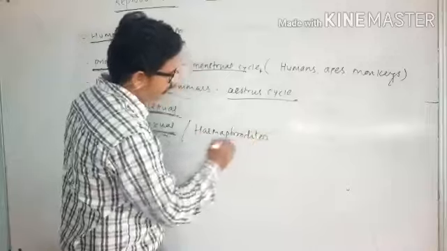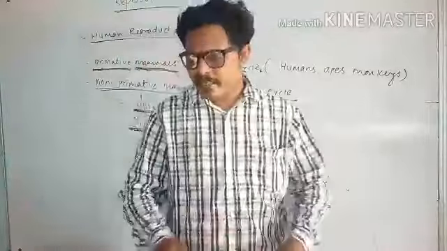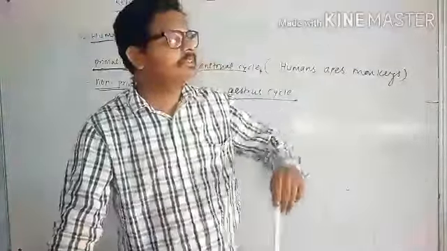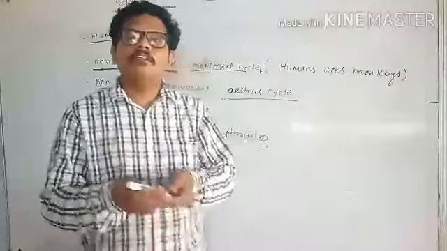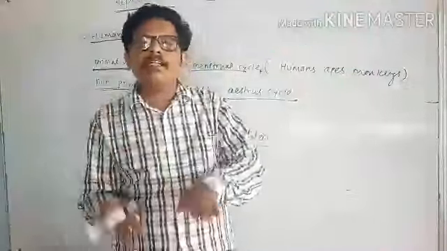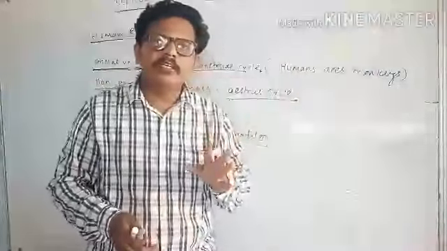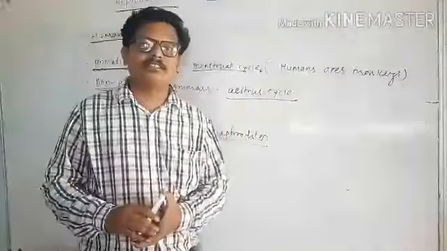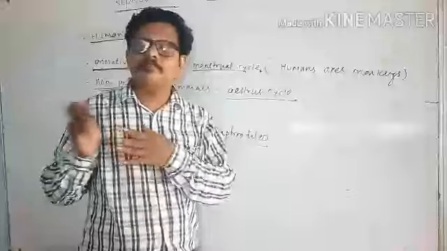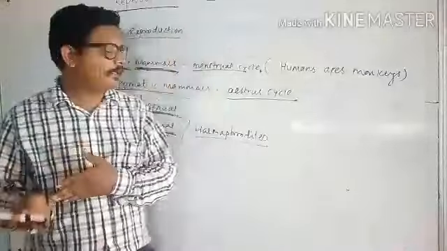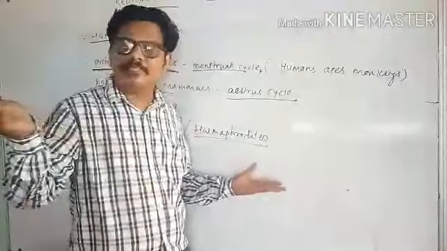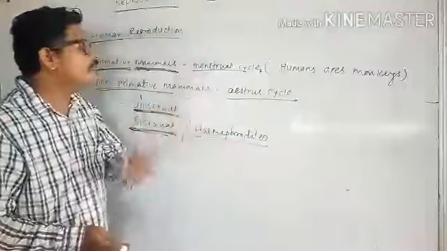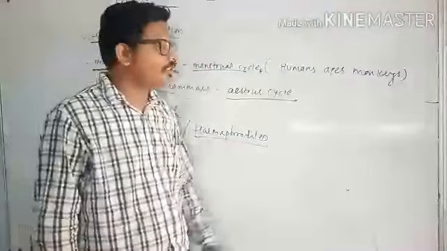Hermaphrodite animals means bisexual animals, animals in which both male and female gametes are produced in the same body are called hermaphrodites. For example, lower animals like helminths, and the most common example, earthworms, are hermaphrodites, means bisexual animals.